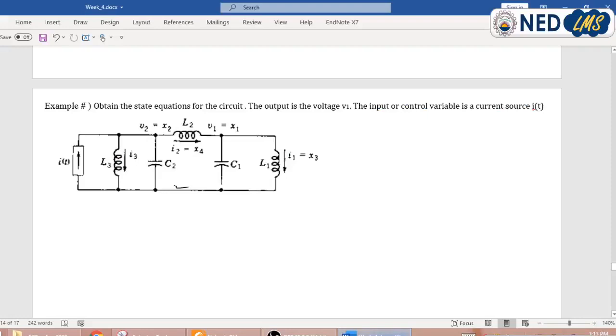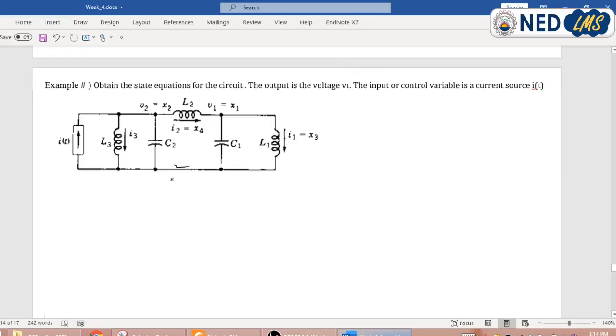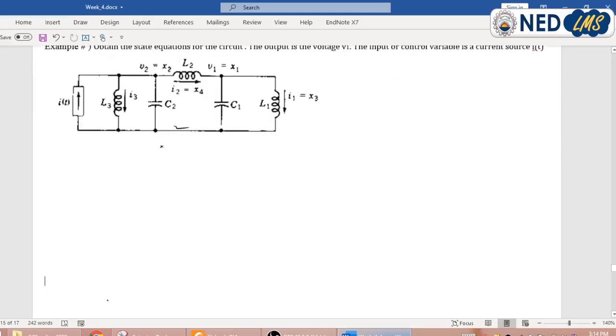This is the next example of an electrical system in which we will discuss how we can form the state equation of this circuit. Here the output voltage is V1 and the input is basically the current source. Starting with this example, we must know that in series the current remains the same, but in parallel the voltage remains the same. So we have several elements here.